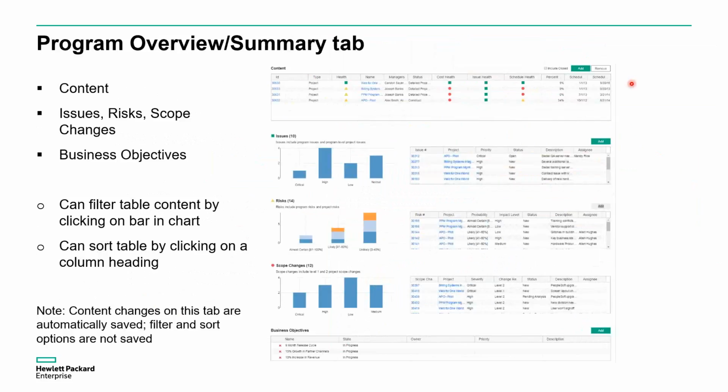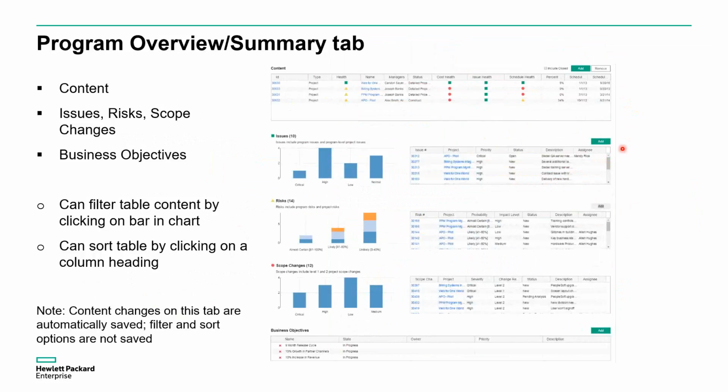So here we're looking at the content. Up here lists all the different things that can be a member of your program. And membership is still any lifecycle entity within PPM. That means proposals, projects, or assets. Then we have a listing of issues, risks, and scope changes.